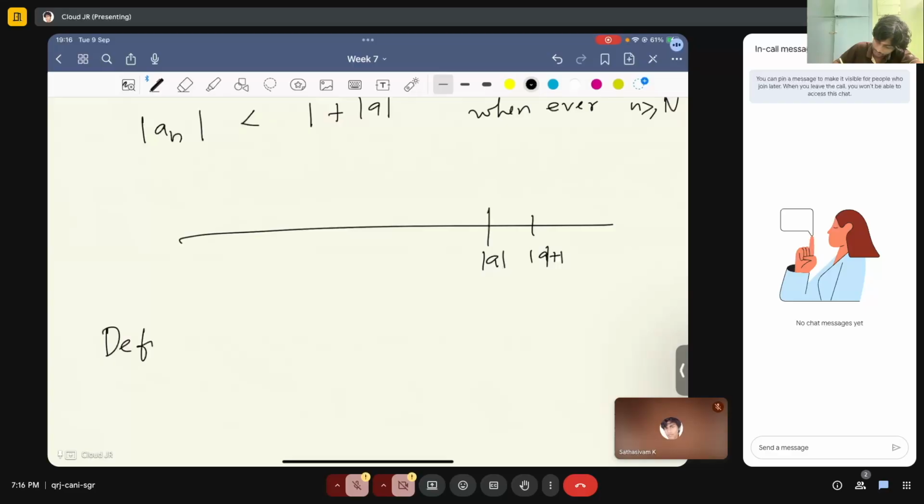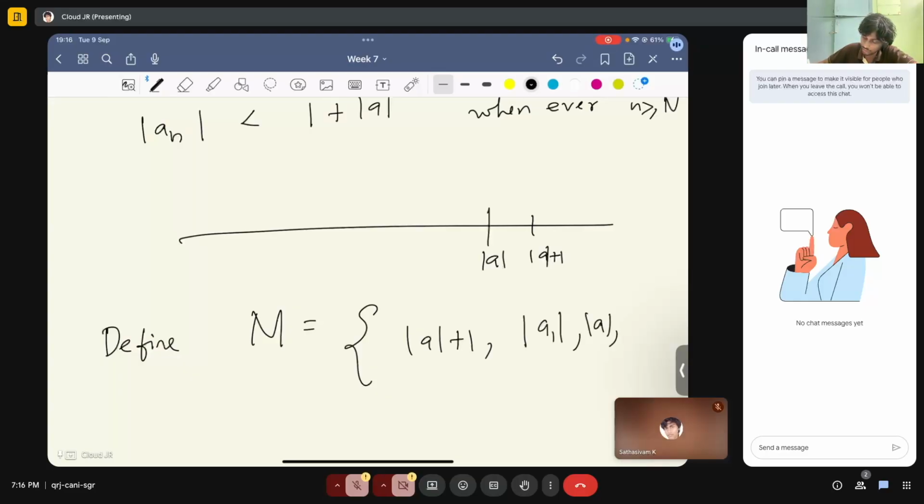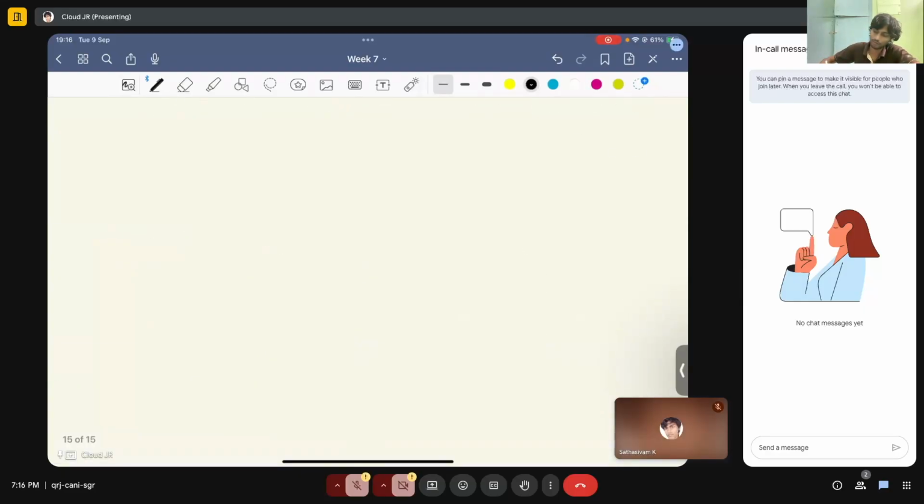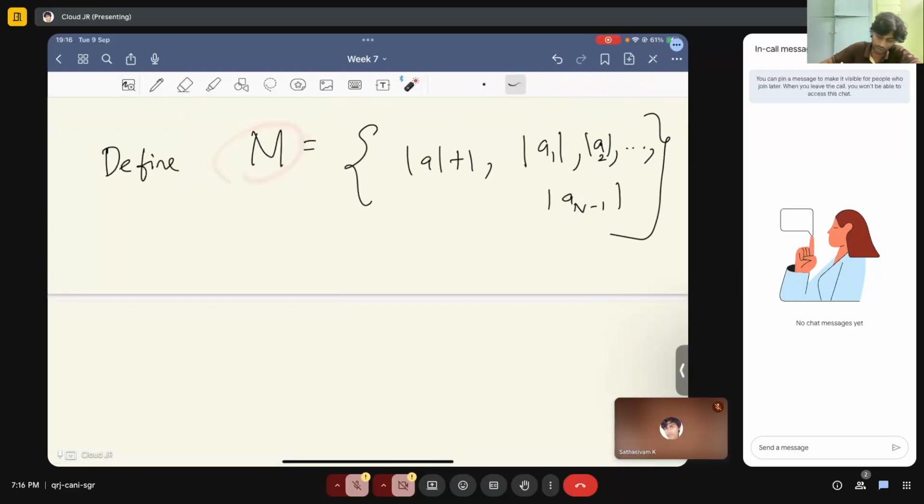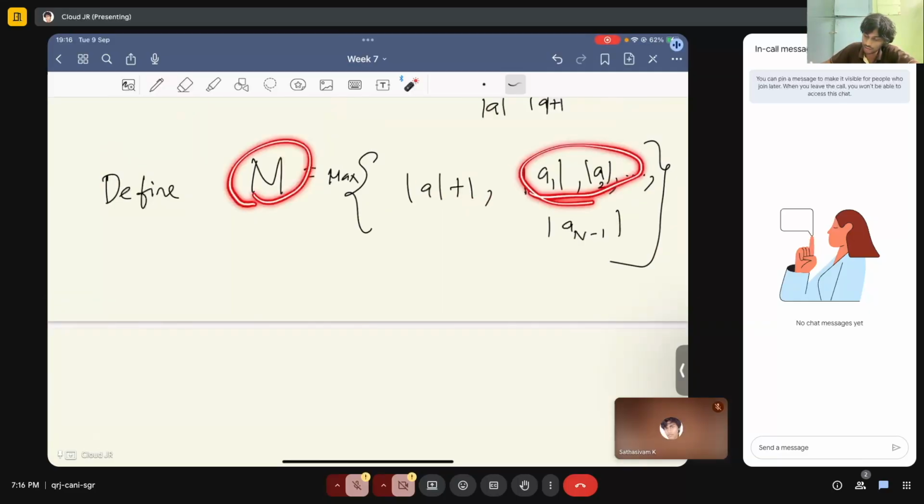How do we take care of that is we define the capital M, which is basically we start with mod a plus 1, but then we have to take care of the a1 to a_N also, right? So we will choose those also. So we take a1, a2, mod of a2, etc., mod of a_N minus 1. So we take the maximum of all these numbers. By choosing the maximum of this, we just make sure every number, all this a1, a2, etc., the modulus of this will be less than M.